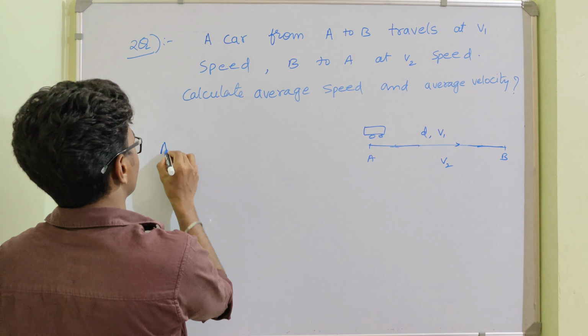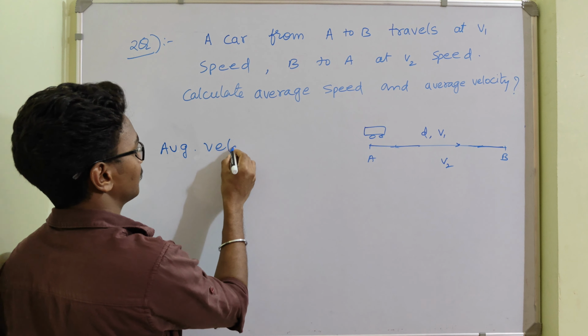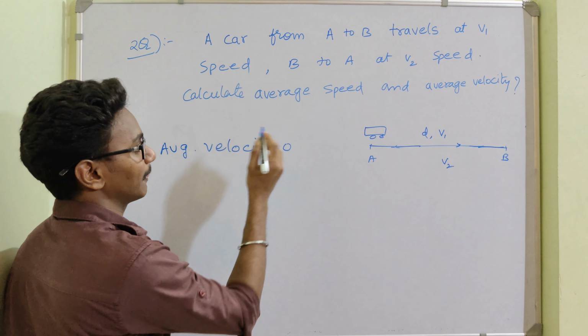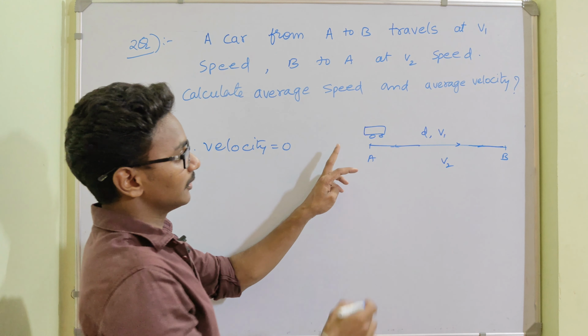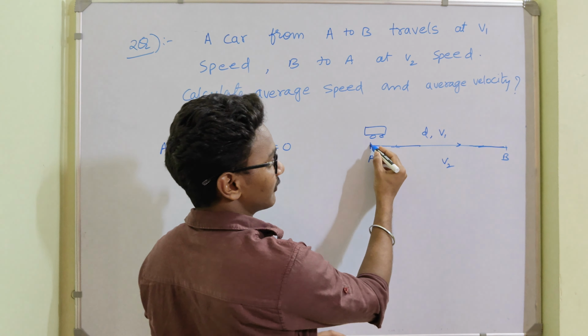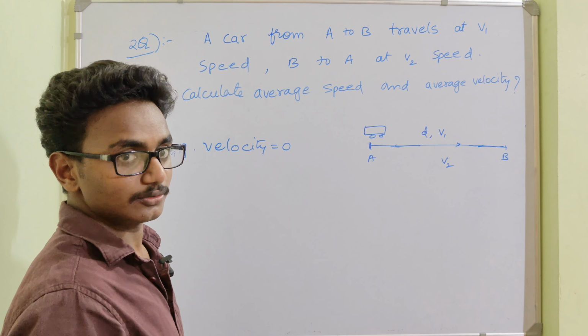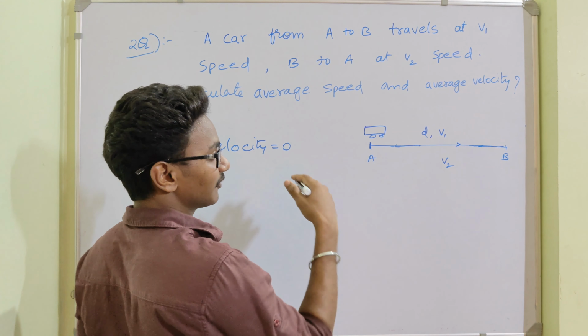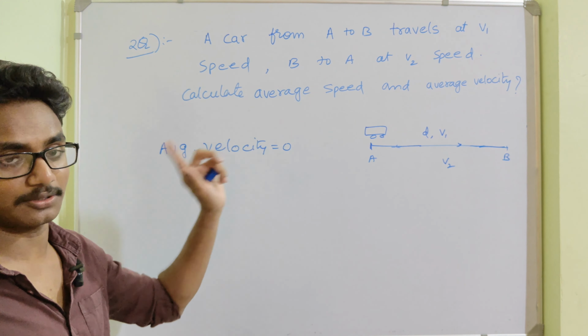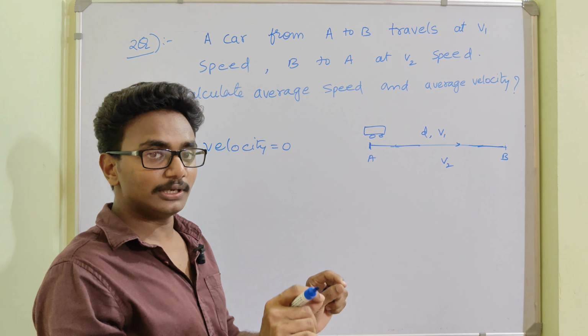Here the average velocity is 0. Why? Because the car starts from point A and again returns to point A, so the total displacement is 0. If the displacement is 0, then the velocity is 0. Now you need to calculate only the average speed.